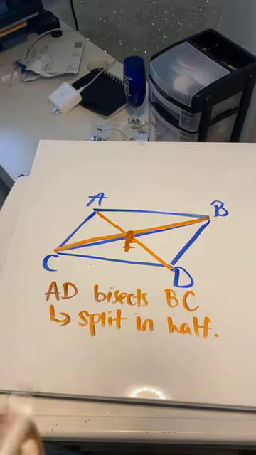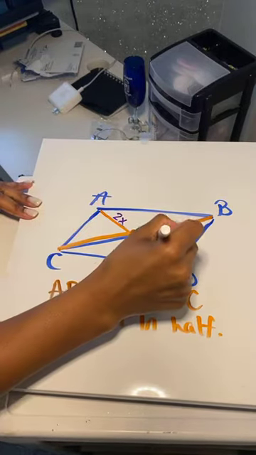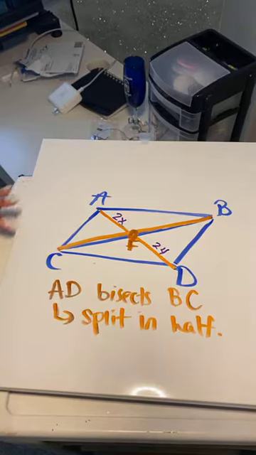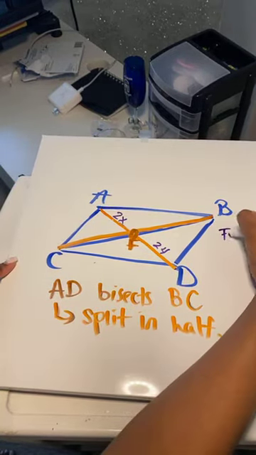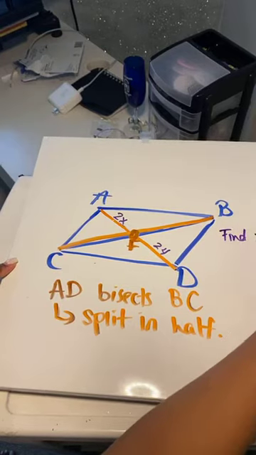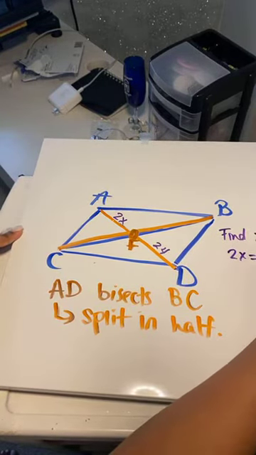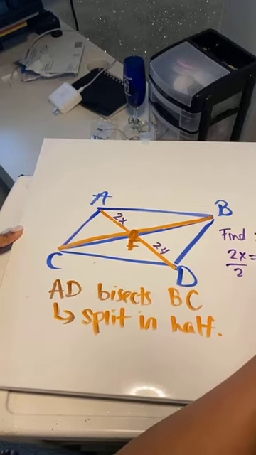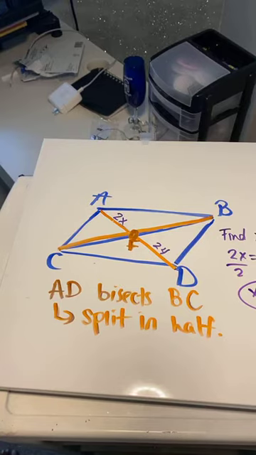So let's say this is 2x and this is 24. Let's say the question says find x. Since they split in half, simple. You just set them equal to each other. 2x equals 24. Divide by 2 on both sides. x equals 12. And that's it.